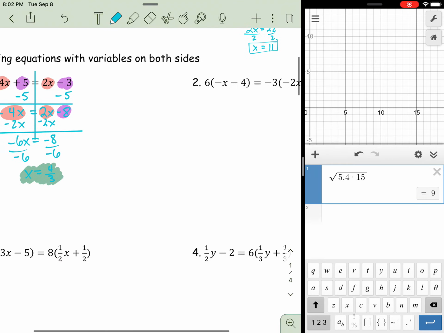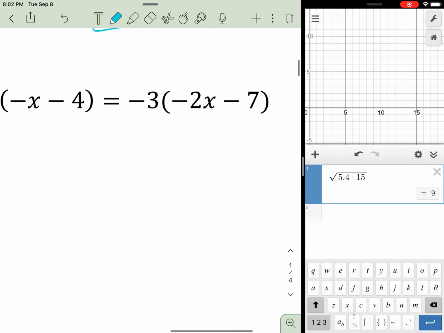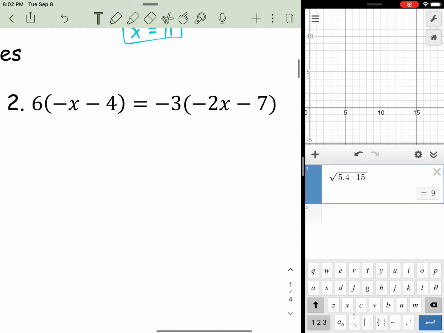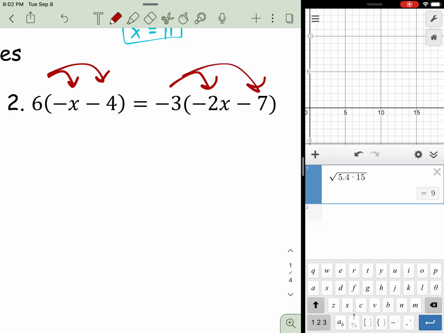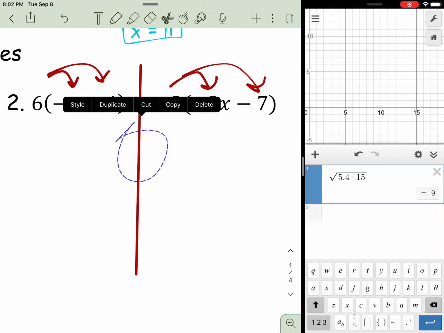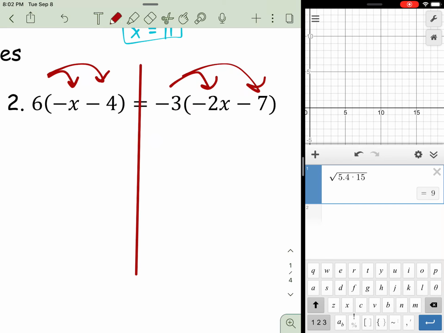Okay, so number 2. Similar situation, variables on both sides. Now this one's a little bit harder, or tougher it looks like, because it's got parentheses. But let's go ahead and distribute. Okay, we're going to draw our wall. So 6 times negative x is negative 6x. 6 times negative 4 is negative 24. Negative 3 times negative 2x is a positive 6x. And negative 3 times a negative 7 is a positive 21.